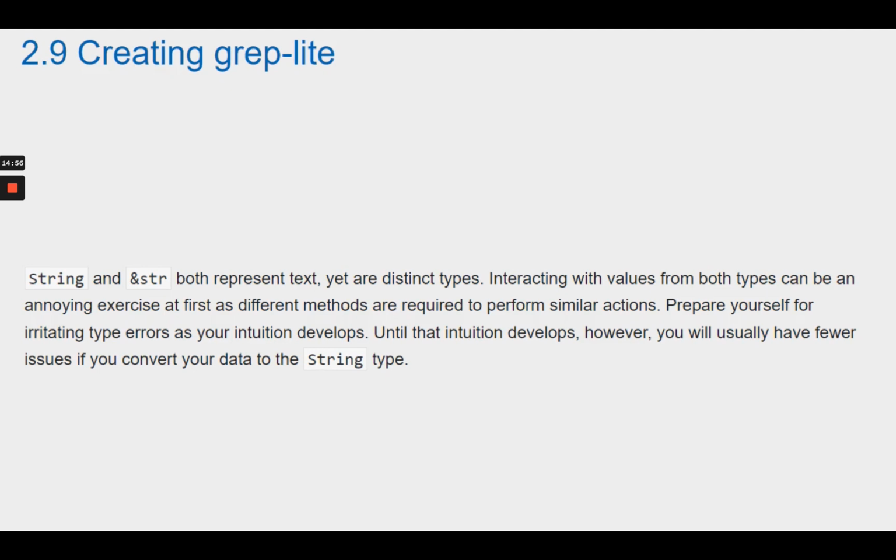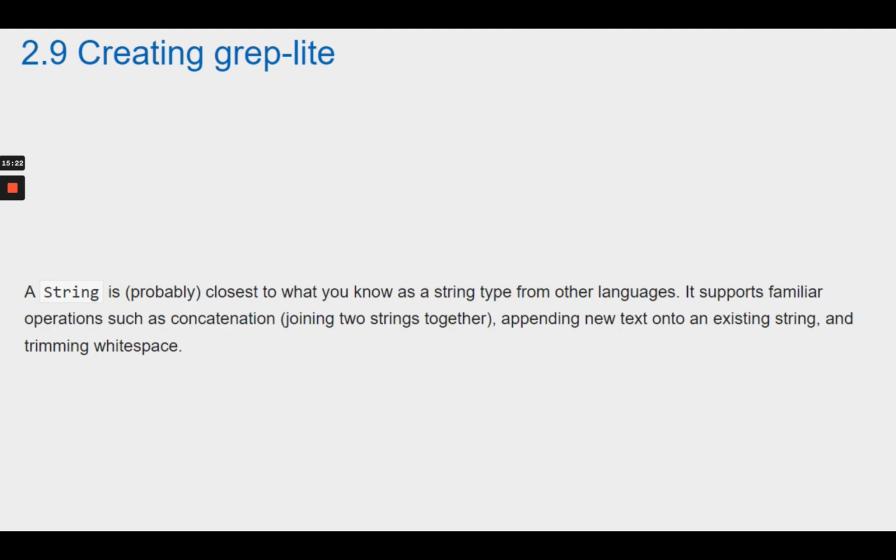String and &str both represent text, yet are distinct types. Interacting with values from both types can be an annoying exercise at first, as different methods are required to perform similar actions. Prepare yourself for iterating type errors as your intuition develops. Until that intuition develops, however, you will usually have fewer issues if you convert your data to the String type.